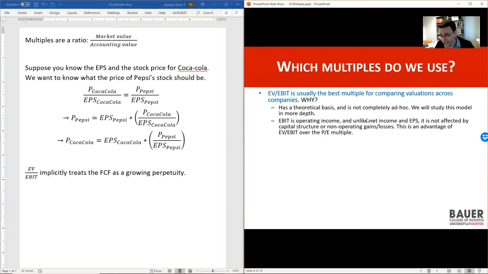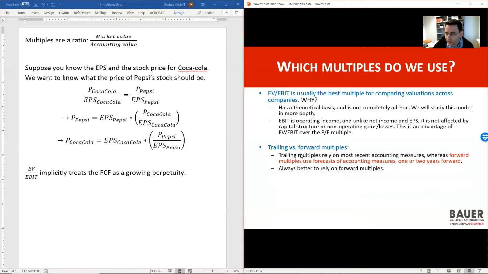That also means that it's not going to be driven by pure financial effects. If we think about the price to earnings ratio, for example, well, we know that earnings are after interest expense. So if you have a lot of debt, you're going to have lower earnings. Right? So now the PE ratio is being driven partially by how much debt you have, which isn't very satisfying, right? We want to get at the operations of the company. We want to compare companies with similar operations. And so EV over EBIT is one way to do that.